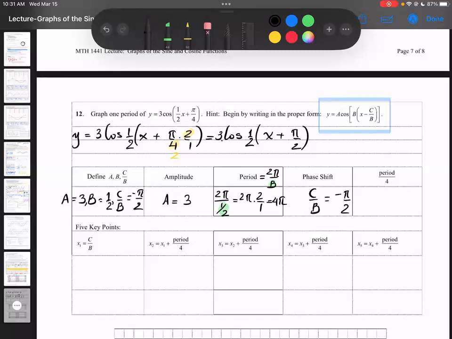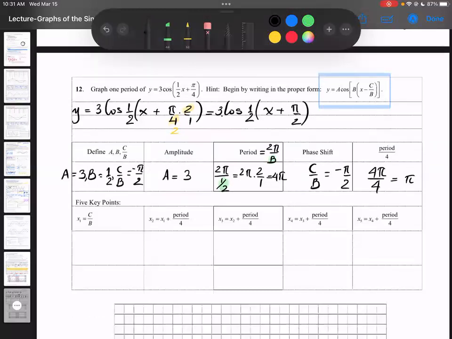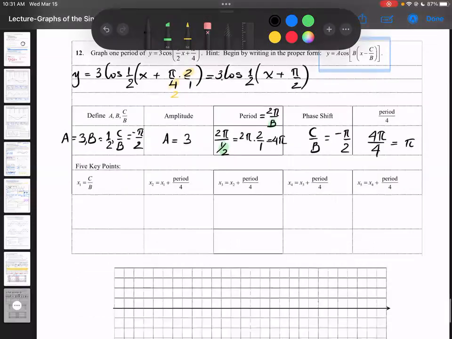The last box is period divided by 4. Period is 4 pi divided by 4, which is pi. And we're going to need that value to find the 5 key points. x1 is C over B, which is negative pi over 2.